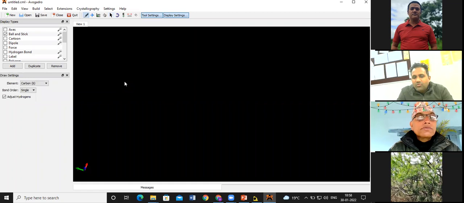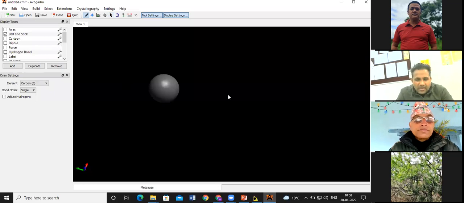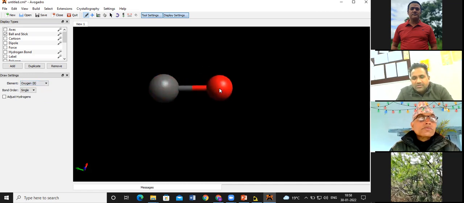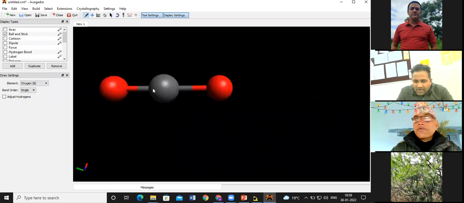Now what will happen if I want to create CO2? Suppose I want to show a molecule to my students, that is CO2. Now I remove this hydrogen, and this is the carbon. Now I want to draw the oxygen. So I have selected oxygen, and right here oxygen. Here also that is oxygen. So this carbon is doubly bonded with this oxygen.